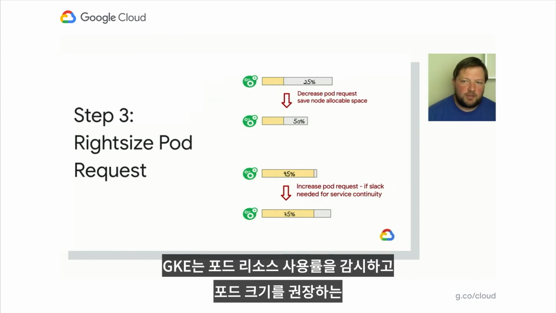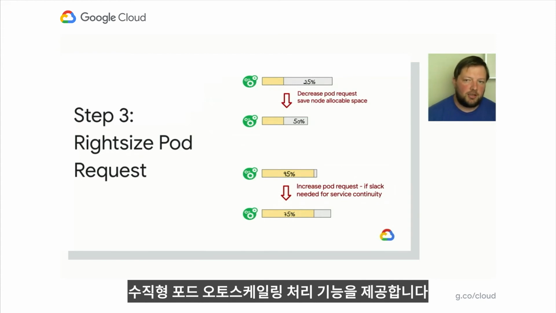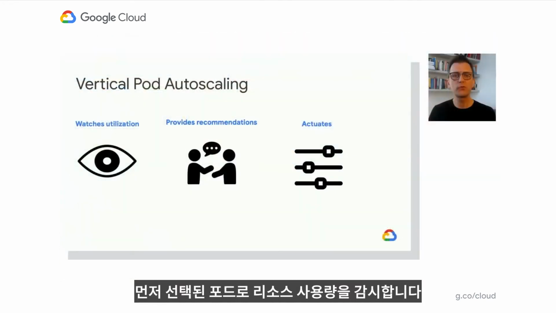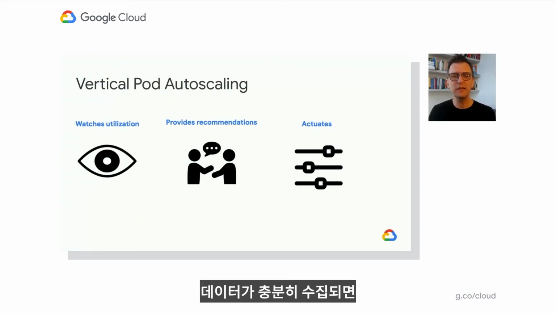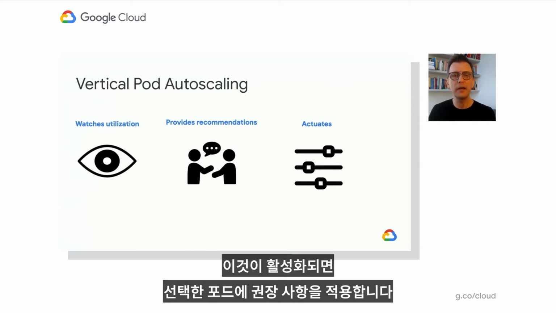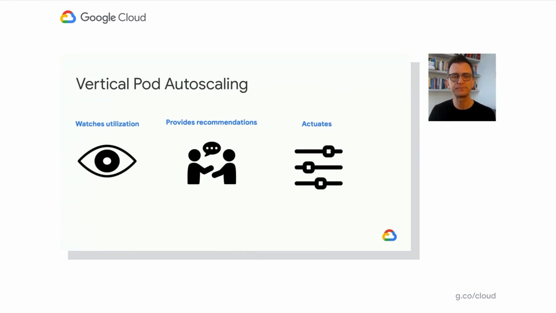GKE provides vertical pod autoscaler that watches your pod resource utilization and recommends pod sizes. It is an automated version of the process that we used at OpenX. Vertical pod autoscaling does three things. It watches the resource usage by the selected pods. After it collects enough data, it provides recommendations for what should be the actual resources specified in the pod spec. And then, if enabled, it applies the recommendation to selected pods.